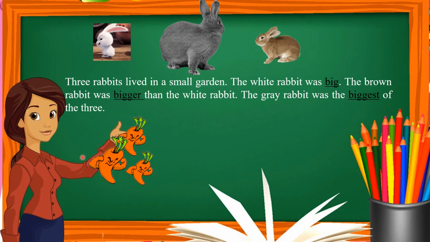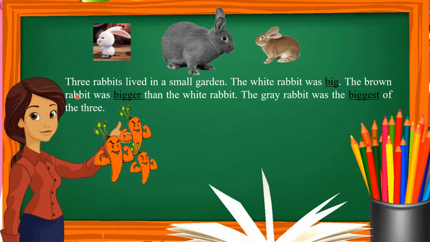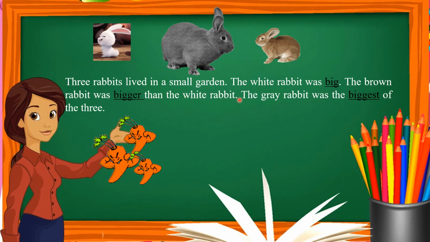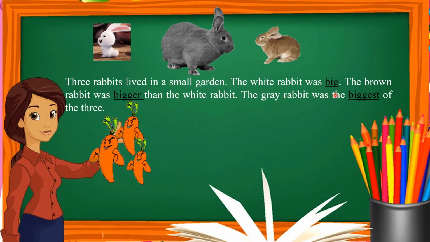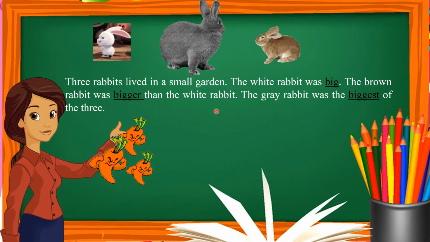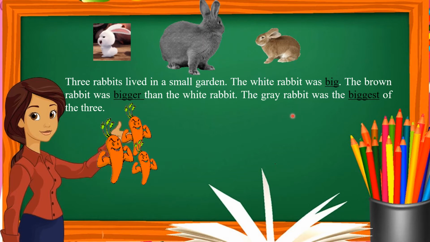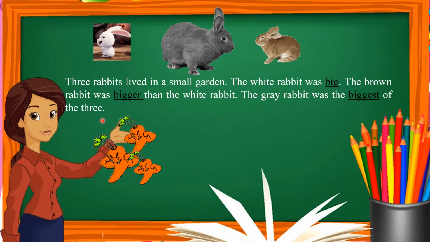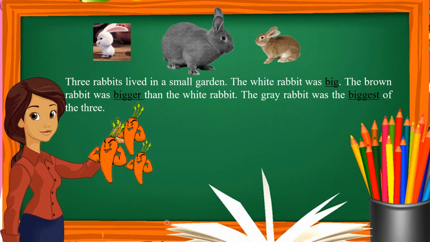Okay, let's read it again. Everybody, 3 rabbits lived in a small garden. The white rabbit was big. The brown rabbit was bigger than the white rabbit. The gray rabbit was the biggest of the 3. Okay? Okay, next.